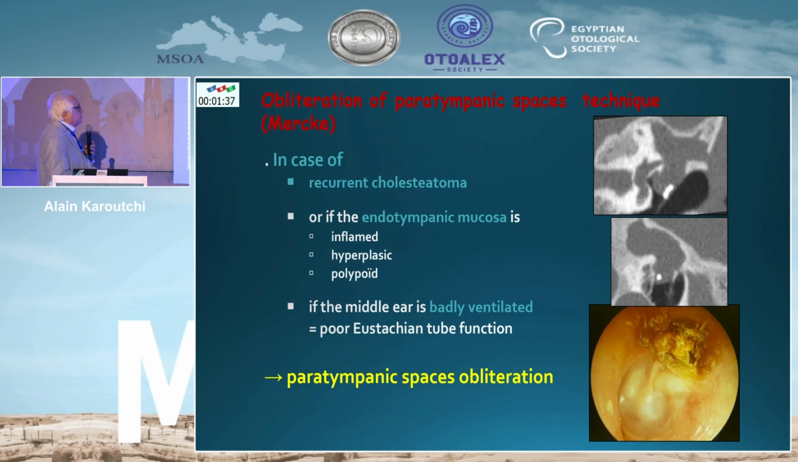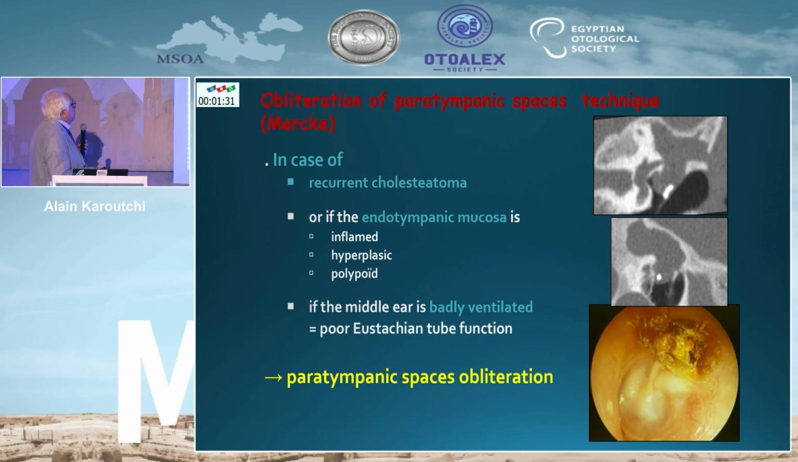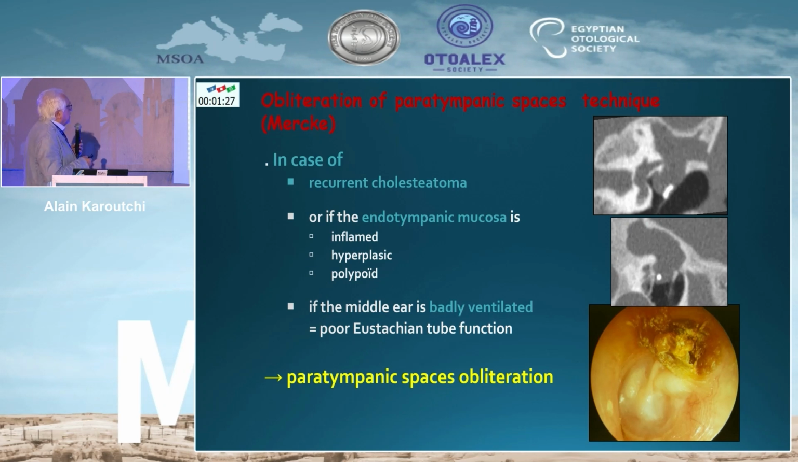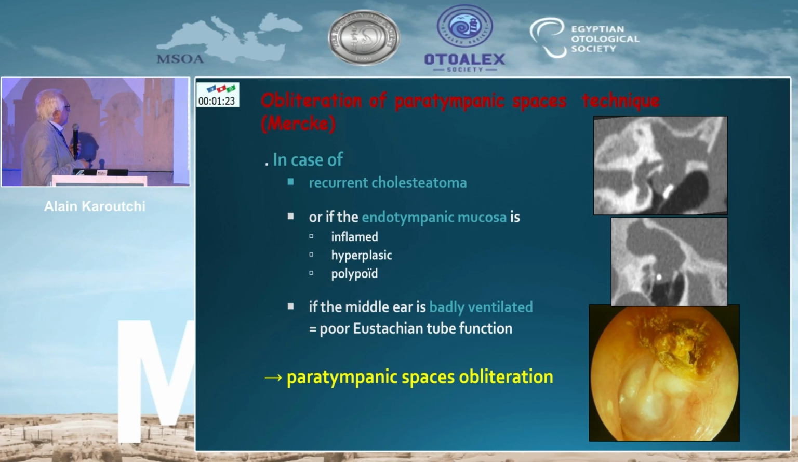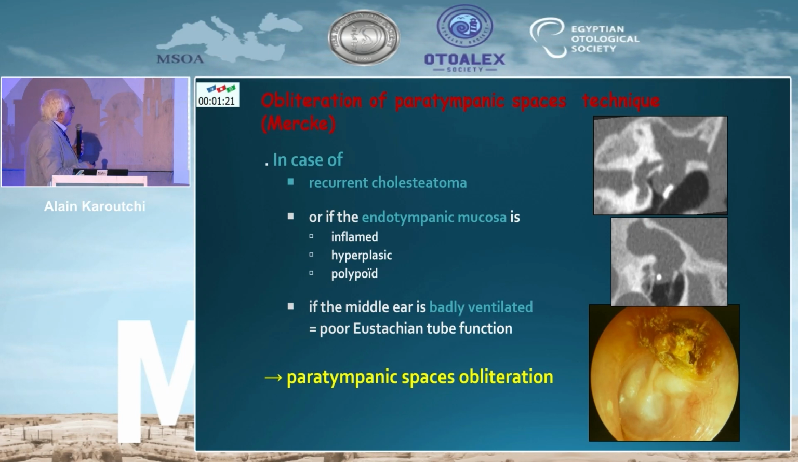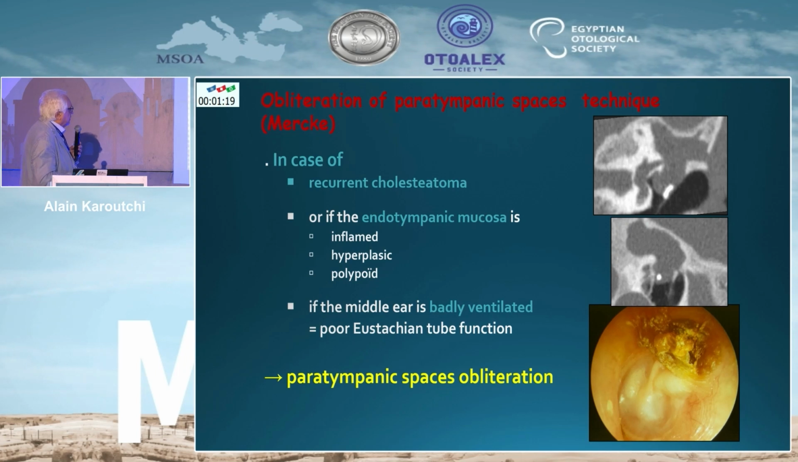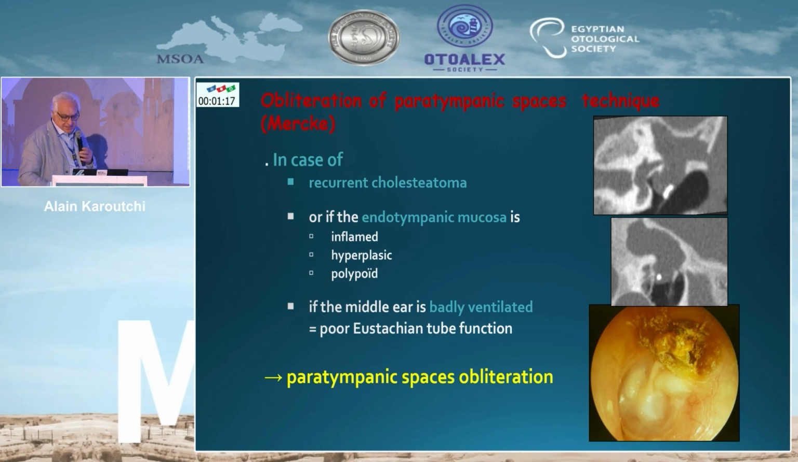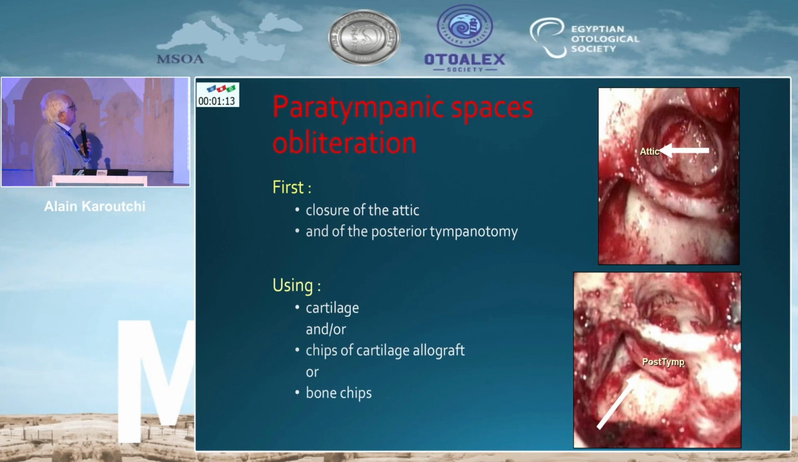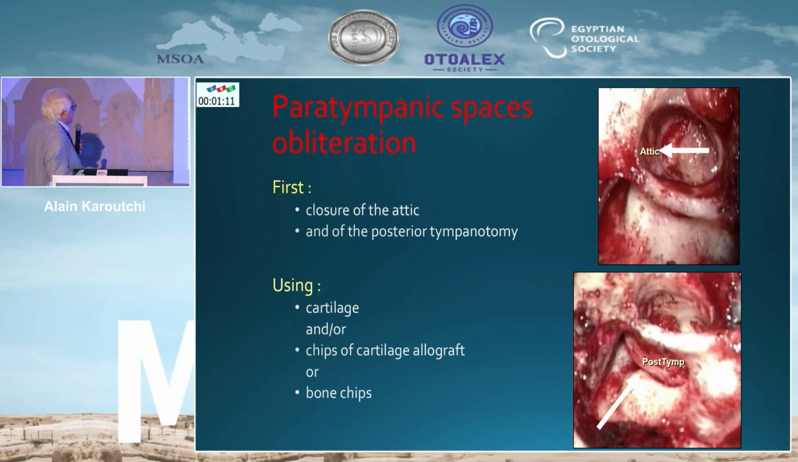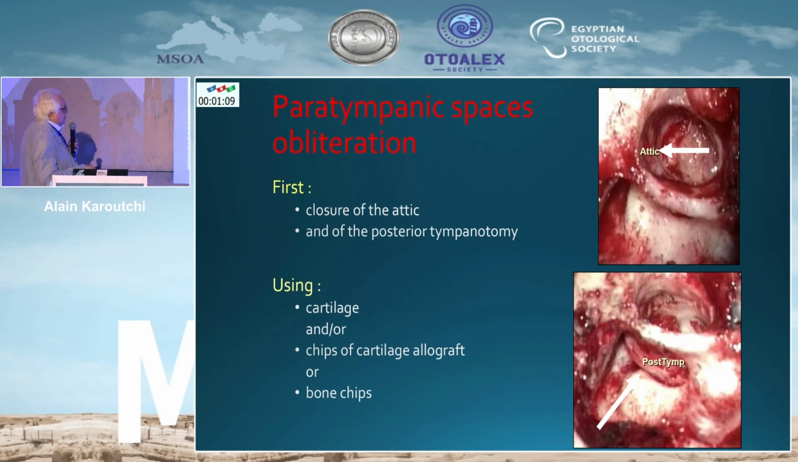And it's not a new technique. This technique was described by Mark, a Belgian surgeon, and they do it like this. In case of recurrent cholesteatoma, and when the endotympanic mucosa is inflamed and forms a polyp, and of course if the middle ear is better ventilated, you do a paratympanic space obliteration. The paratympanic space is the attic and the mastoid. And it is closed with cartilage.